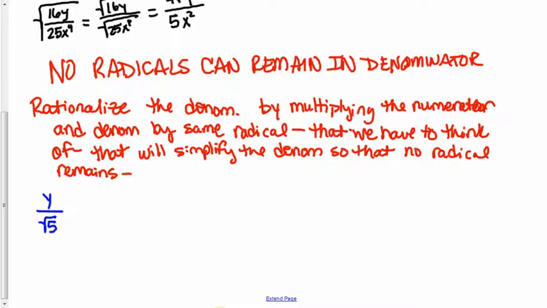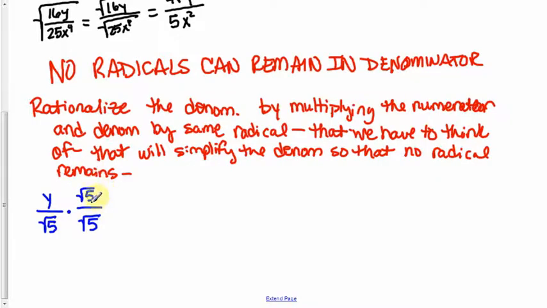Okay, what can I multiply 5 by that will create a perfect square since I'm square rooting? Not just 5, I need to multiply it by the square root of 5. What is the square root of 5 times the square root of 5? It's the square root of 25, which is in its most simplified form what? 5. Does 5 have a radical on it anymore? No. That was my purpose. Whatever I do to the denominator, I have to do to the numerator.